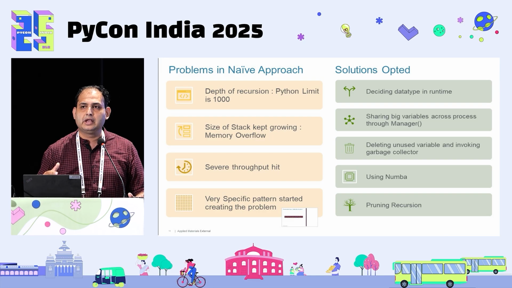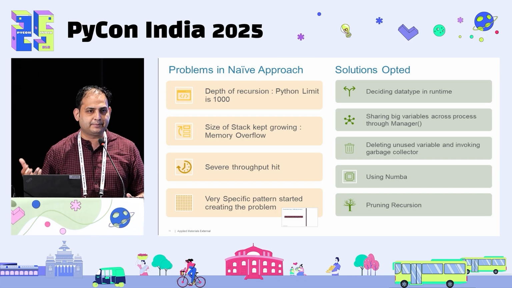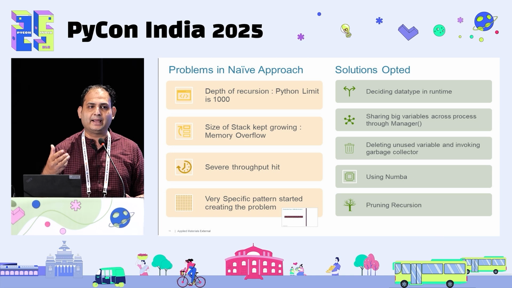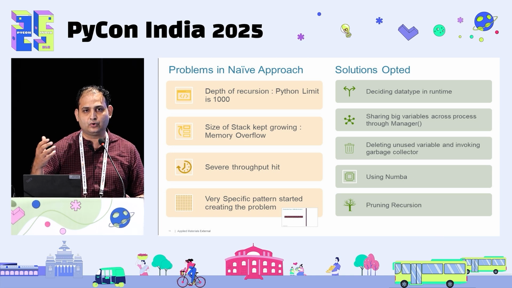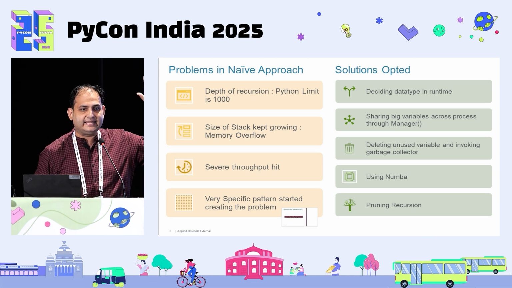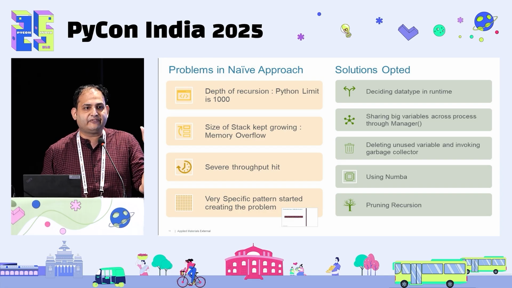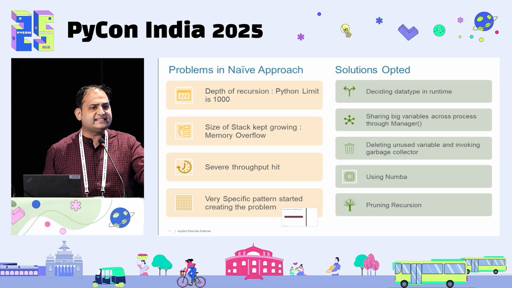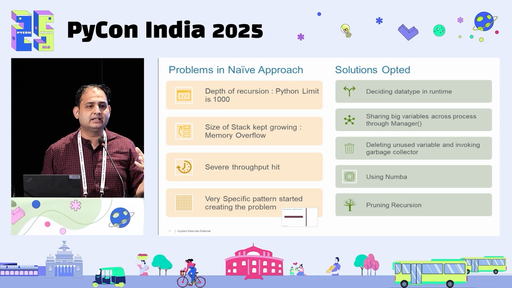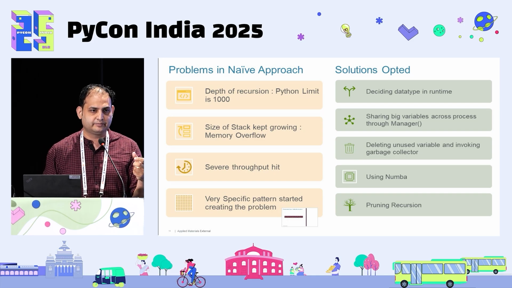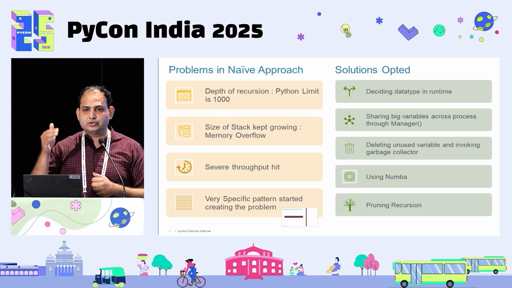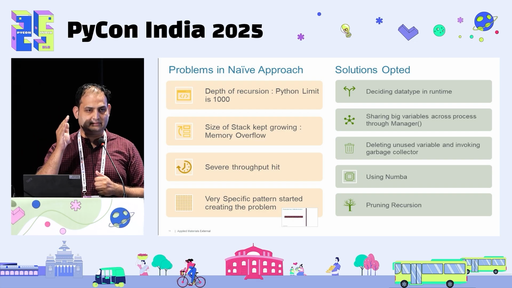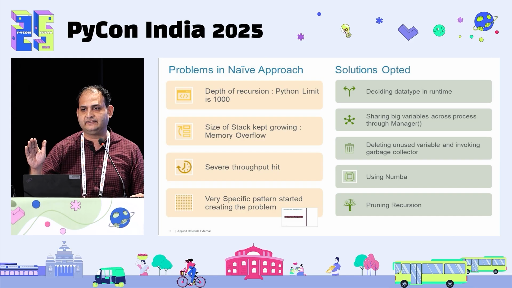What is Numba? Numba is an accelerator-friendly library, a just-in-time type of compiler, which pre-compiles your computationally heavy code. In my case, that is finding the maximal rectangle. If I can convert that and use it in Numba, that helped. These are a few small steps, but here the main culprit was recursion. Even if I use all this and do not prune the recursion, my memory will keep increasing. I will have a severe throughput problem.